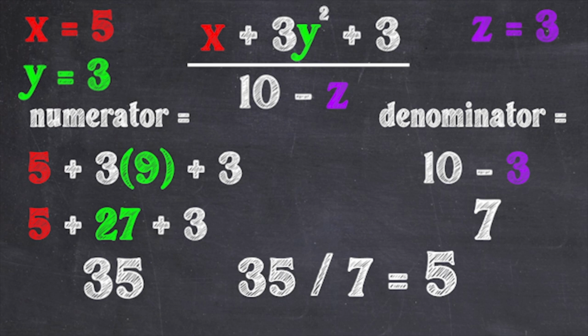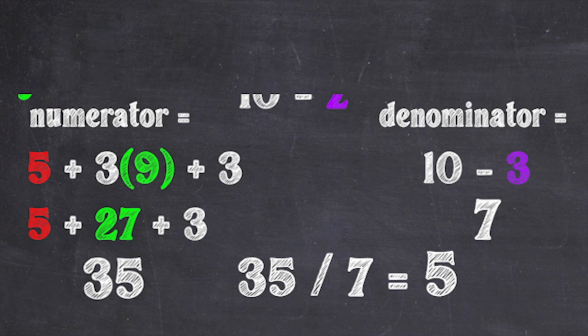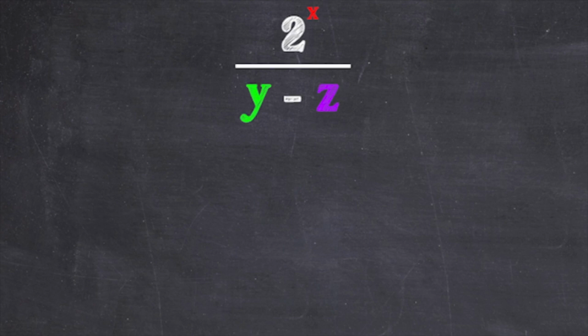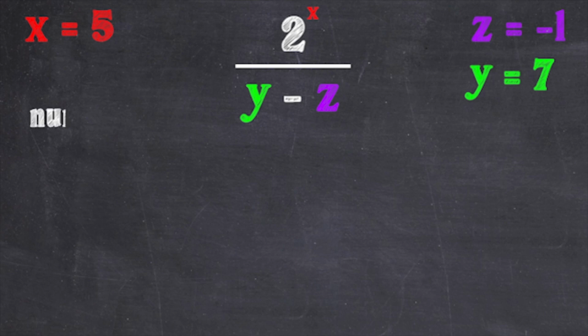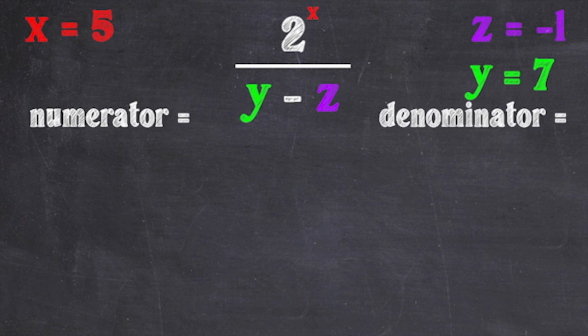To understand algebraic expressions with fractions a little bit better, let us take a look at a similar example. 2 to the power of x divided by y minus z, when x equals 5, y equals 7, z equals -1. This particular algebraic expression has 3 variables once again, x, y, and z. Let's begin by evaluating the numerator and denominator separately.